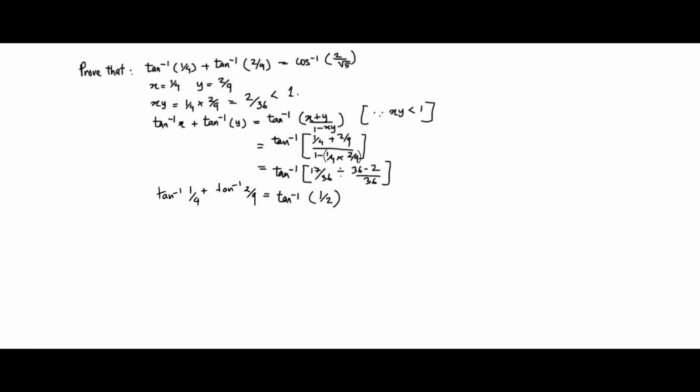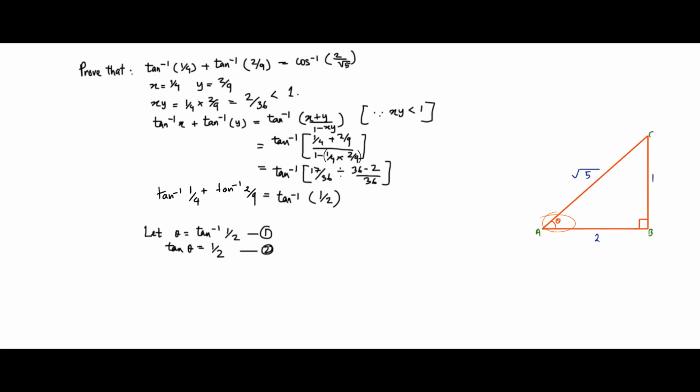So I will let theta be equal to tan inverse of half. I am letting this tan inverse of half as theta, and on applying tan on both the sides you will get tan theta equal to half. Let this be equation number 1, this be equation number 2. Now using equation number 2, I will draw the right angle triangle and let this be theta, and let the right angle triangle be ABC.